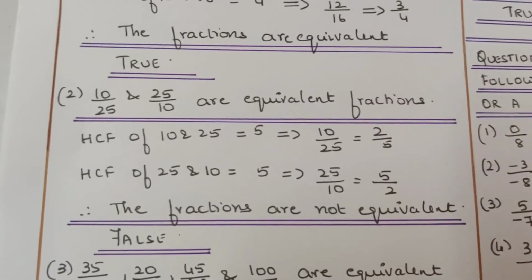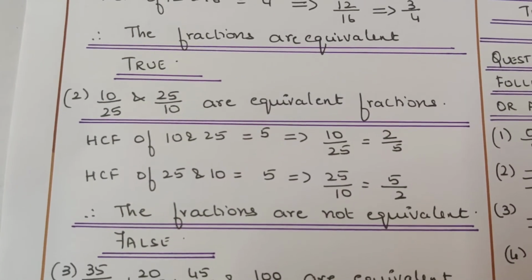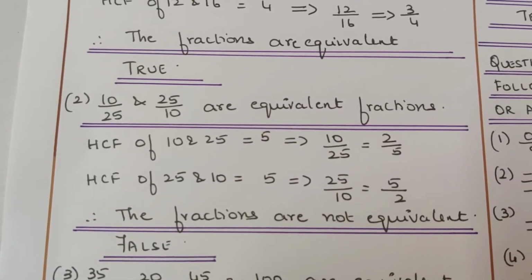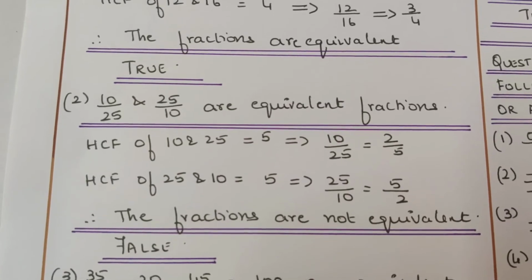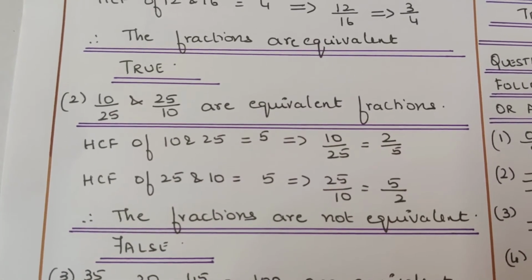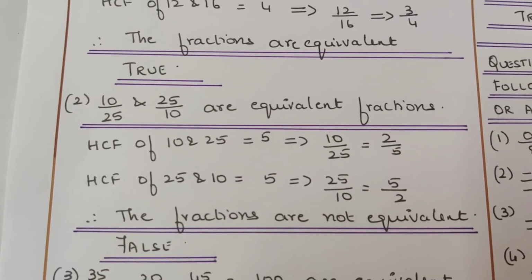The second one: 10 by 25 and 25 by 10 are equivalent fractions. What is the HCF of 10 and 25? It is 5. So now you divide the numerator and the denominator by 5. So 10 divided by 5 is 2, and 25 divided by 5 is 5. Therefore, the lowest term for 10 by 25 would be 2 by 5.